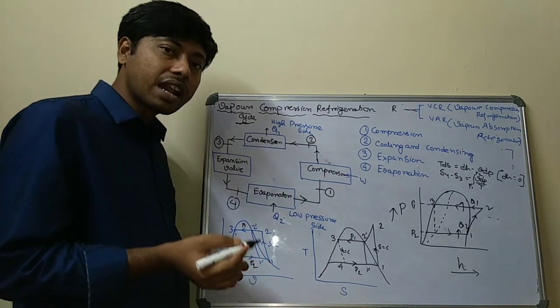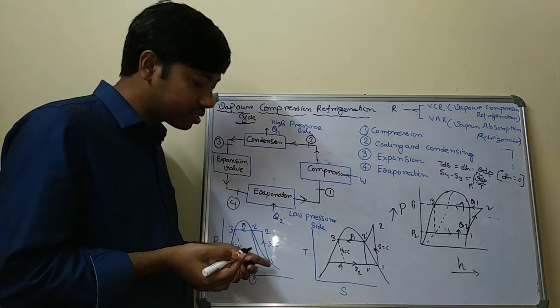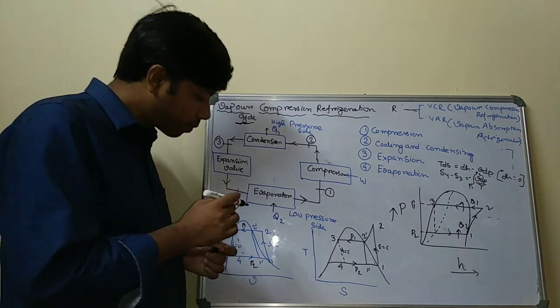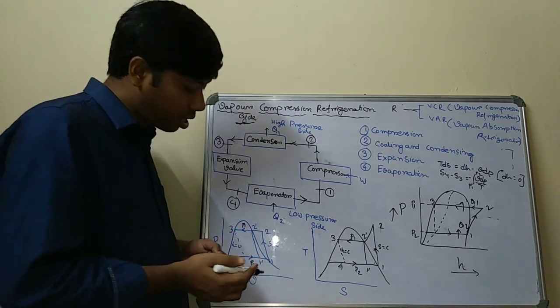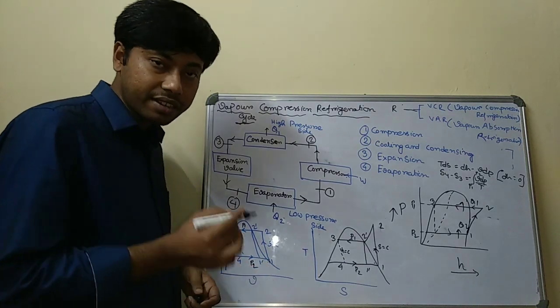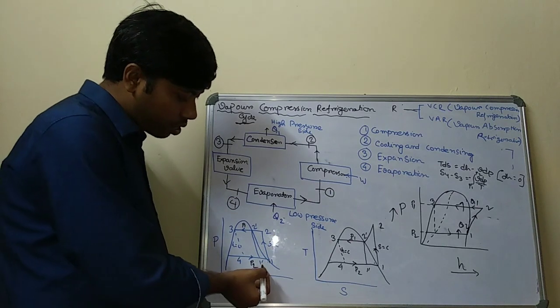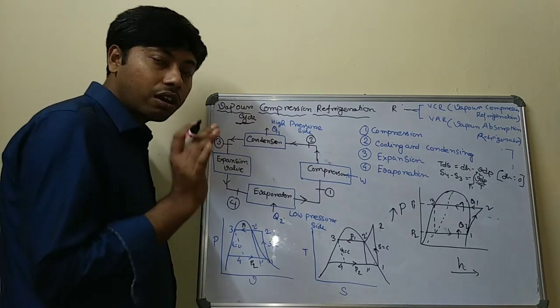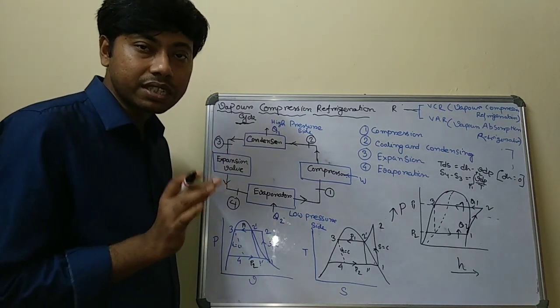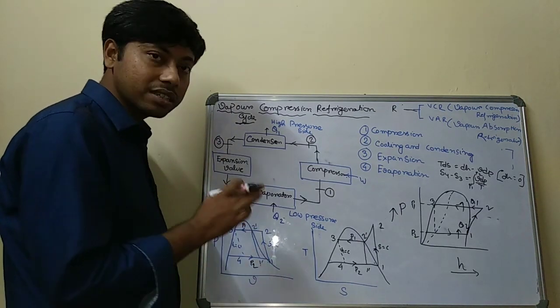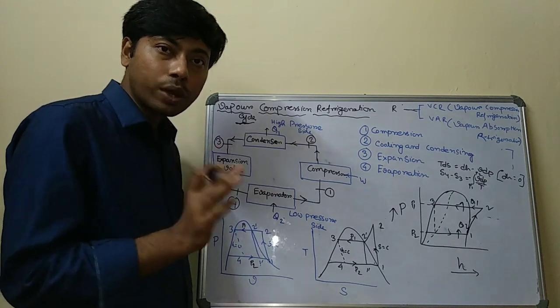Dry condition means there is no liquid refrigerant present. But in case of wet refrigerant, there is vapor as well as some liquid refrigerant present. So in 1, only vapor refrigerant is present. That's why it is called dry compression. And in case of 1 dash to 2 dash, it is basically called wet compression.